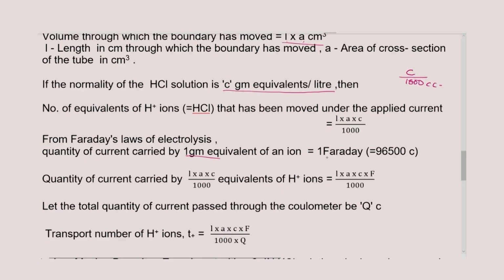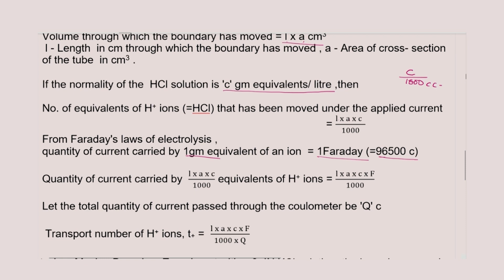the boundary has moved. From Faraday's law of electrolysis, we know that for 1 gram equivalent of any substance, we require 1 Faraday, that is equal to 96,500 coulombs. So, if so many equivalents have moved, the amount of current carried is equal to L A into C into F, which is Faraday, by 1000.